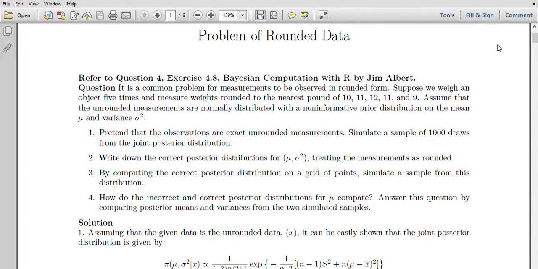Using the PMF of y, we can compute the posterior distribution of mu and sigma square conditioning on y, and so we can compare what the change is in the two posterior distributions, and whether we need to consider the approach of rounded measurements. That is, do we need the PMF of y, or is it enough to treat these observations as unrounded and follow the usual procedure? This is the question we plan to answer through this example.